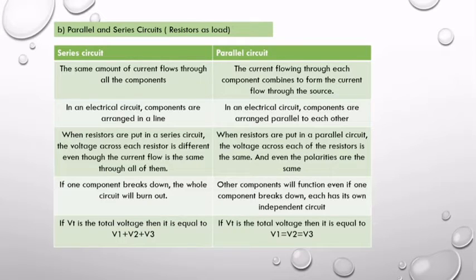For example, if we have three components, the current flowing through the circuit is equal to I1 plus I2 plus I3. And in a parallel circuit, the components are arranged parallel to each other. An advantage of parallel circuit is other components still function even if one of the components breaks down. So it's better to have a parallel circuit compared to a series circuit.